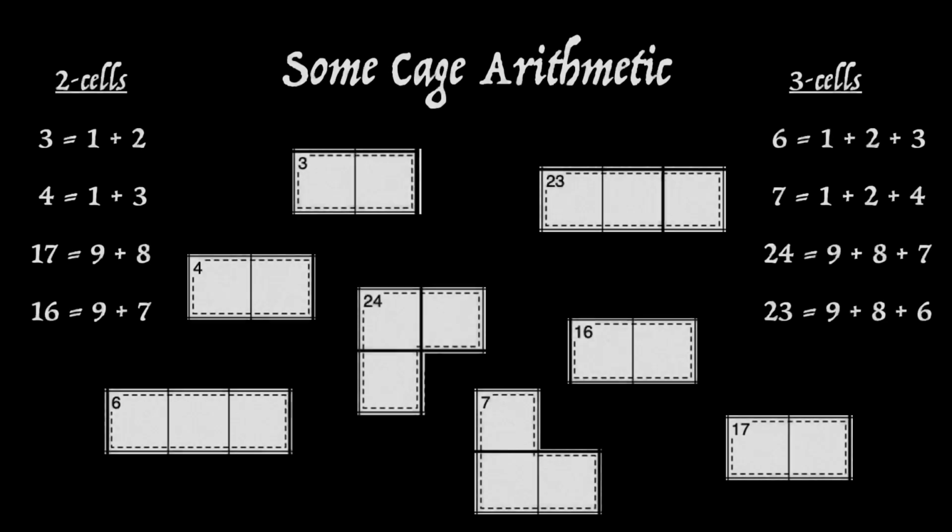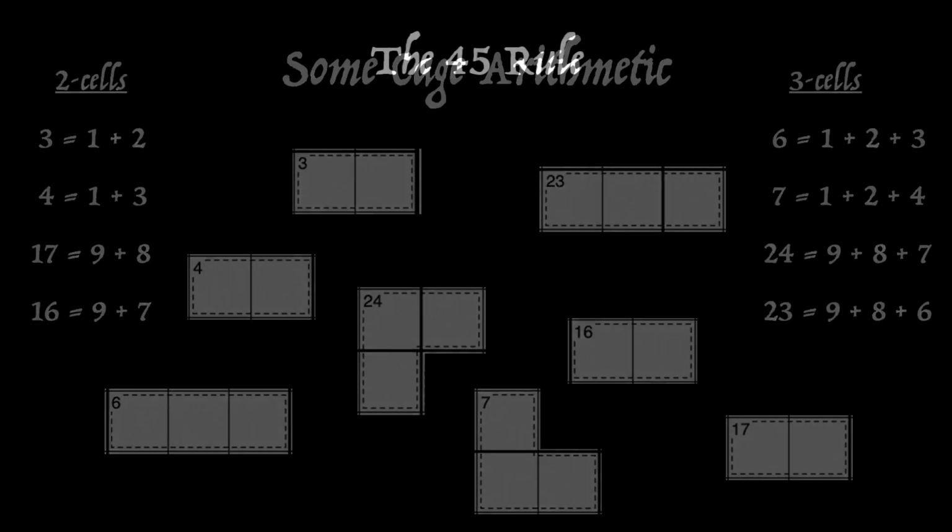Mistercorzi here. Now in the last video we looked at various 2-cell and 3-cell cage totals that gave us very limited choices for the numbers in the cells, and you can see them shown in the diagram here. In this video we're first going to look at the 45 rule.